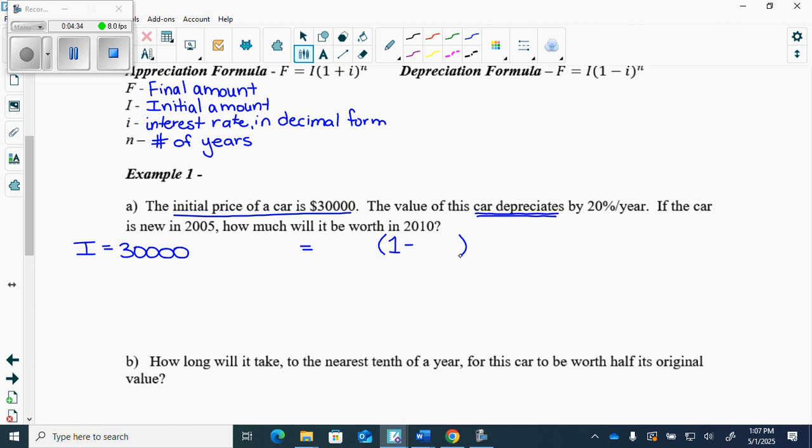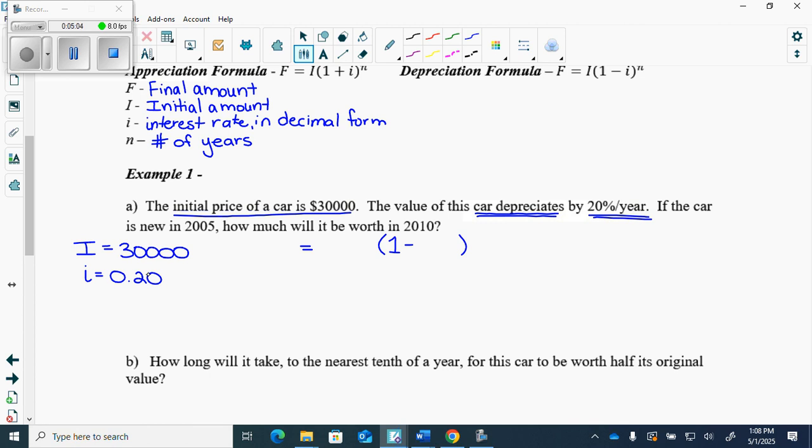It depreciates by 20% per year. What letter is that? Little i, lowercase i. So 0.20. And it might not say per year, listening. It might say per annum, A-N-N-U-M. That means per year. Nothing different, okay? They often use annum.